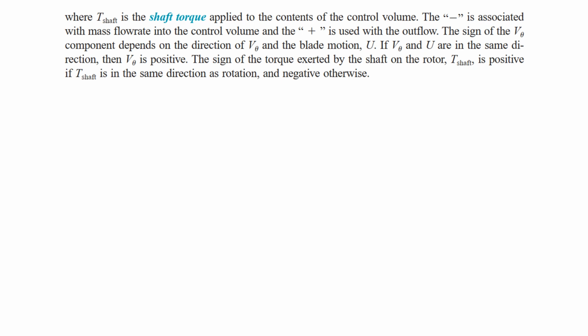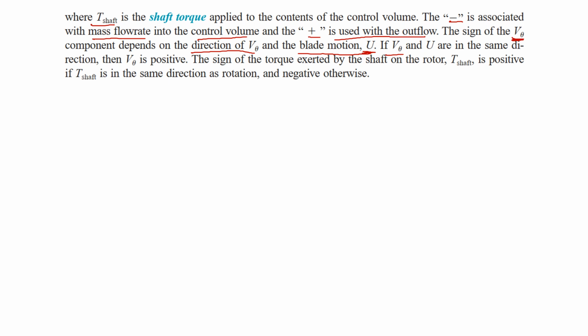So now, as we established, the shaft torque is applied to the contents of the control volume. The negative sign is associated with mass flow rate into the control volume, as we discussed previously, and positive is used with the outflow. We also have the velocity and the axial component of the velocity, so its sign depends on the direction of the blade motion. The sign of the components depends on the direction of v theta and the blade motion.